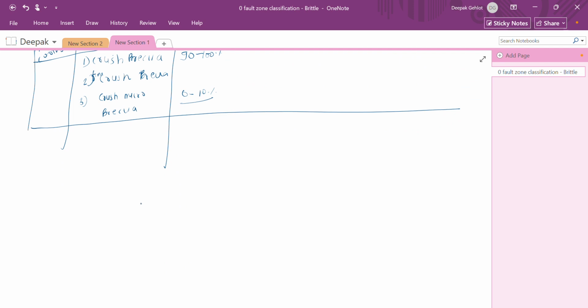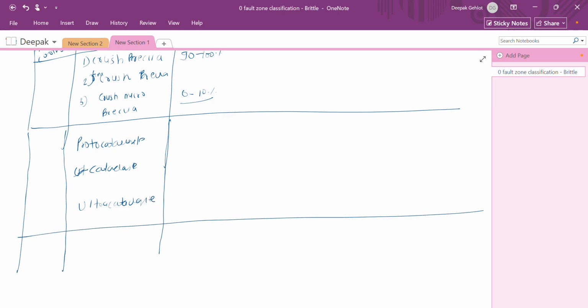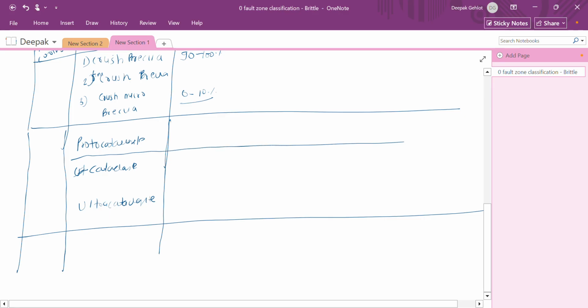Then if we divide them further, we will get the protocataclasite, then comes cataclasite, and then comes the ultracataclasite. In the same way, if we talk about the foliated rock, then in place of protocataclasite we will have protomylonite, in place of cataclasite we have mylonite, and in place of ultracataclasite we have ultramylonite.